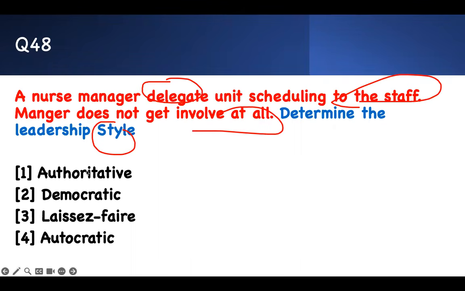So what is she doing? It's not authoritative. It's not give them order. Democratic is not involved making any decision about it. So it cannot be autocratic. And this is the same answer. So it's, let's see, basically let them do their own thing and come to me after you figure it out.